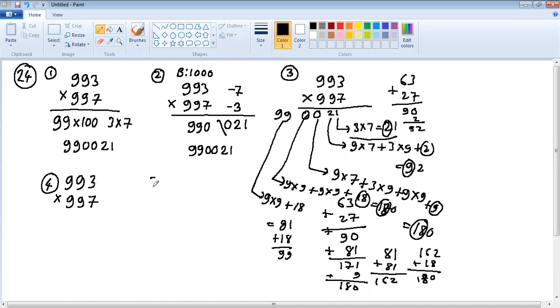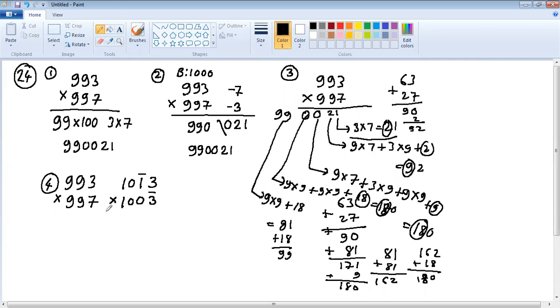3 as it is. 9 is above 5, so take the complement. The complement of 9 is 1, put a dash, add 1: 9 plus 1 is 10, so you write 10 as it is. 7 is above 5, so take the complement, put a dash, add 1: 9 plus 1 is 10, so 0, carry 1 here. 9 plus 1 is 10.